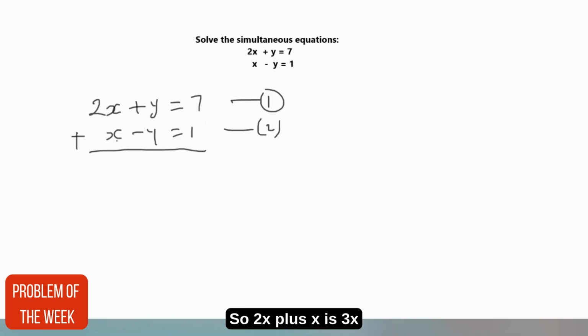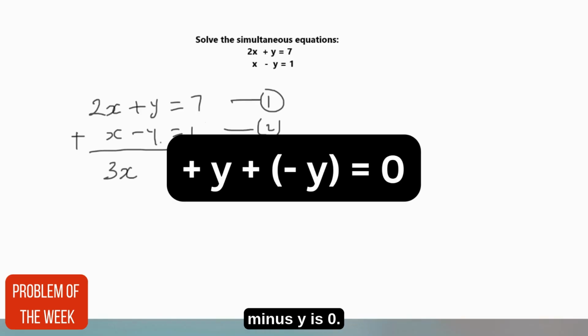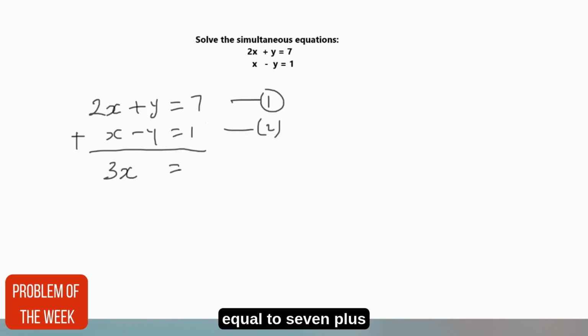So 2x plus x is 3x, plus y plus minus y is 0, equal to 7 plus 1 is 8. So we have 3x equal to 8. The next step is to solve for x.